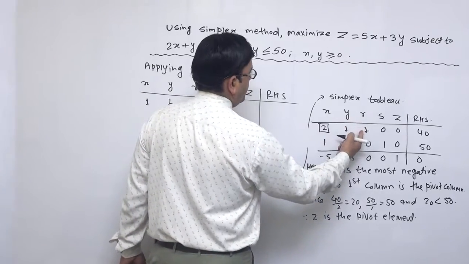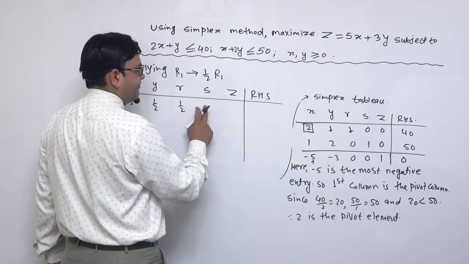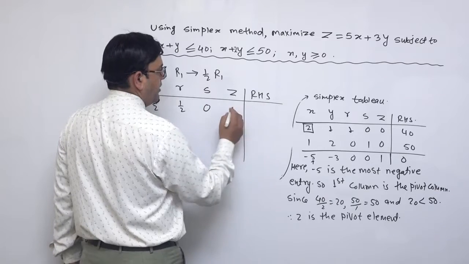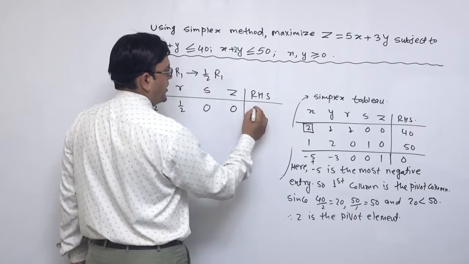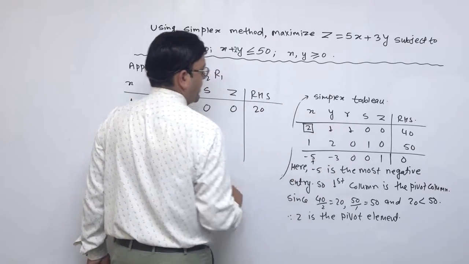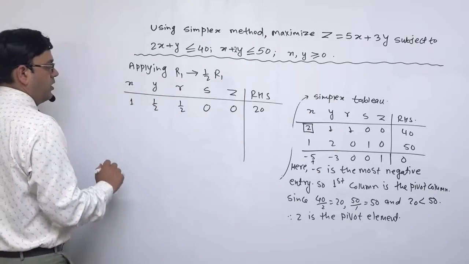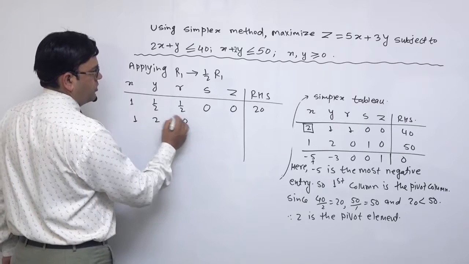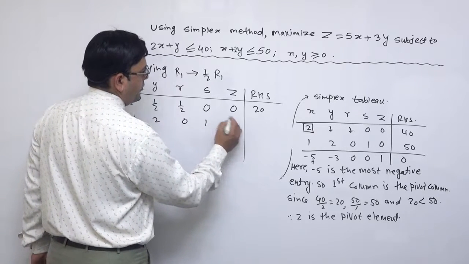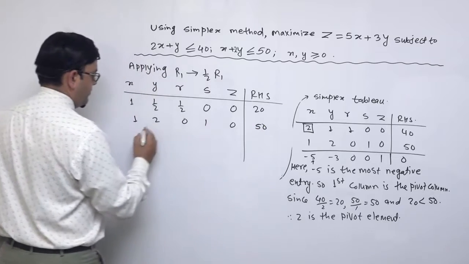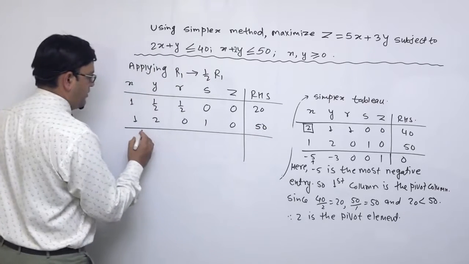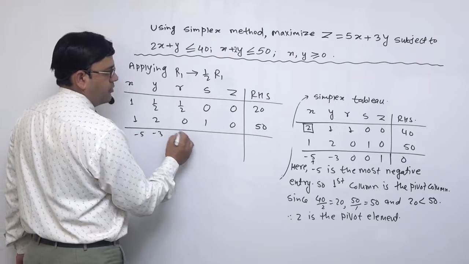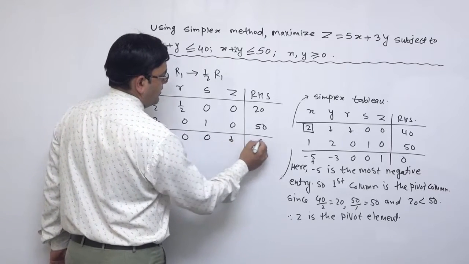R is also 1/2. And then we have S, 0. So 0 times 1/2 is 0. And then Z is also 0. And then 40 times 1/2 is 20. In 40, 2 ले cancel गर्यो. We have again 1, 2, 0, 1, 0 and then this one is 50. And third row is same: minus 5, minus 3, 0, 0, 1 and then 0.